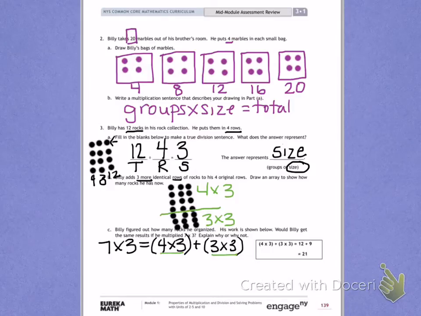If I look at the entire array, I can count my rows, and I see there are 7 rows of 3. Look at Billy's work and the picture on part B and use words to explain if 7 times 3 would have given us the same answer as 4 times 3 plus 3 times 3.